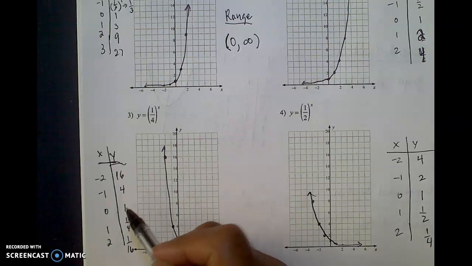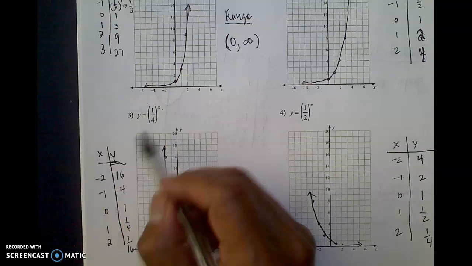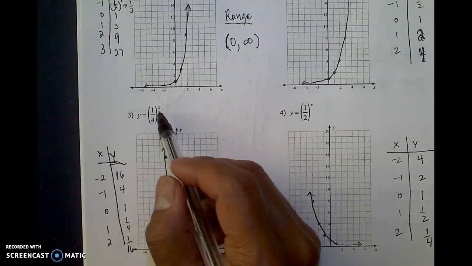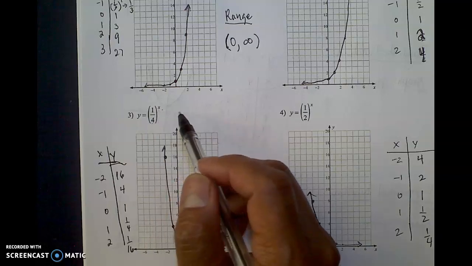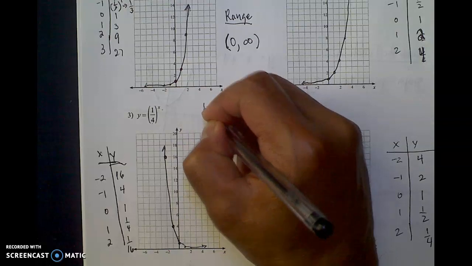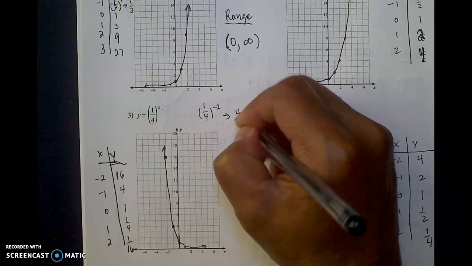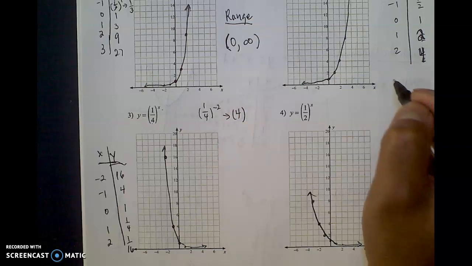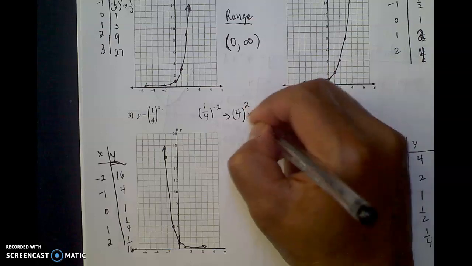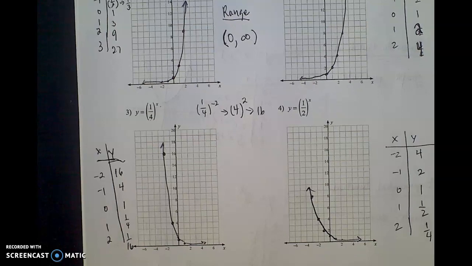Okay, so when you make a table, you plug in -2 for x. Now again, the negative exponent takes the base and flips it into the reciprocal. So you're going to have 1/4 to the -2 exponent. The negative exponent flips that into the reciprocal. The reciprocal of 1/4 is 4. The exponent changes to positive, so now I have 4 squared, which is 16. So that's how I got 16 in my table.